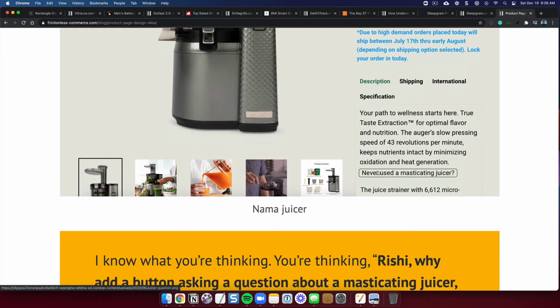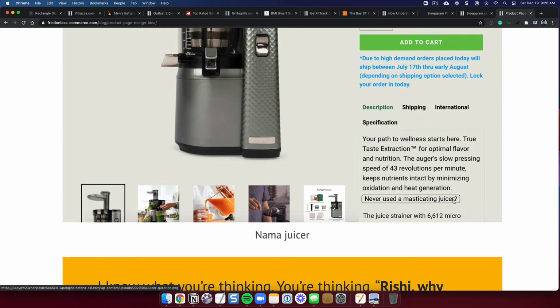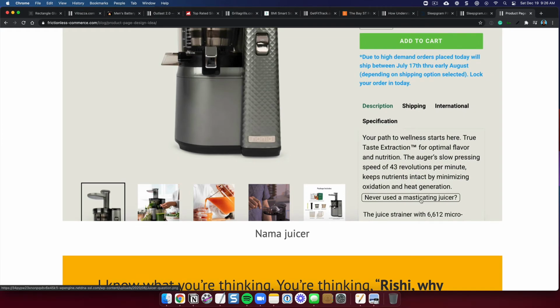So in that case, you can use active participation to self-segment those people. Over here, we just simply add a button: "Never used a masticating juicer." Clearly, someone who's not used a masticating juicer will need to hear a different version of the story versus someone who has. And the only people who would click on it are people who have never used this type of machine before.